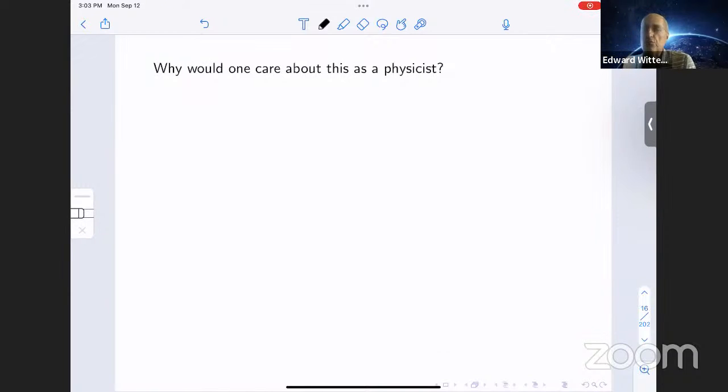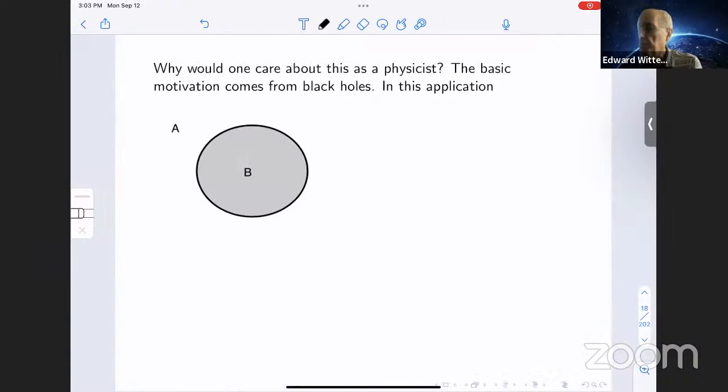Now, as a physicist, why would you care about this? The basic motivation, at least for me, comes from black holes. I don't think that was Araki's original motivation. He was just curious about the mathematical structure of quantum field theory. But for our purposes, we'll consider black holes.